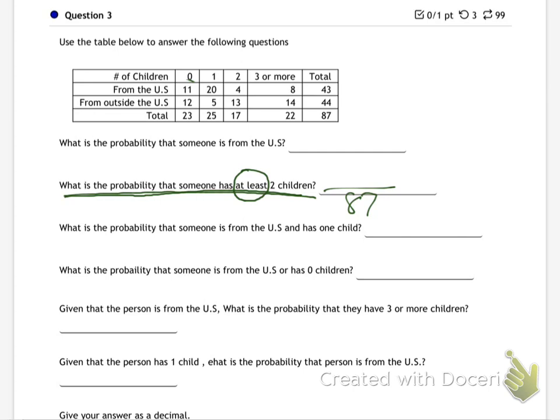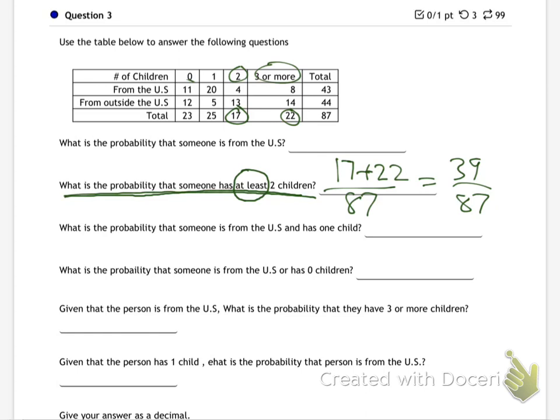So we want this and this. It's the 2 or the 3 or more category. Everybody seeing that? At least 2. So that would mean we'd add the 17 and the 22 to be 39 out of 87. Hit the buttons on your calculator. Good there? All right.